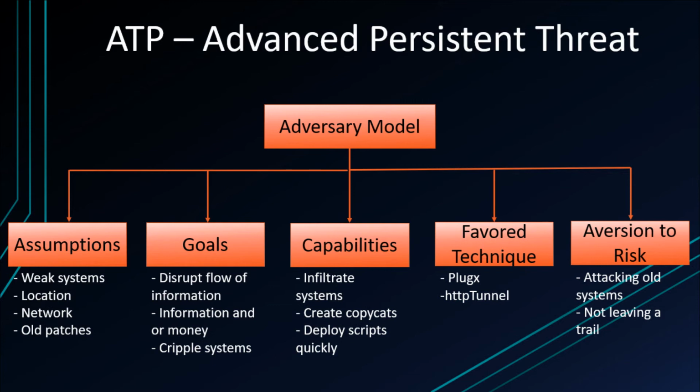With the APT, Advanced Persistent Threat Adversary Model, we have 5 things we're looking at: assumptions, goals, capabilities, favored techniques, and aversion to risk. With assumptions, they're looking for weak systems, a location, maybe a bad network that's not configured correctly, and old patches. Their goals: to disrupt flow of information and or money, and to cripple systems. Their capabilities: infiltrate systems, create copycats, and deploy scripts quickly. Favored techniques, like I mentioned before, the PlugX and HTTP tunneling. Their aversion to risks: attacking old systems and not leaving a trail.